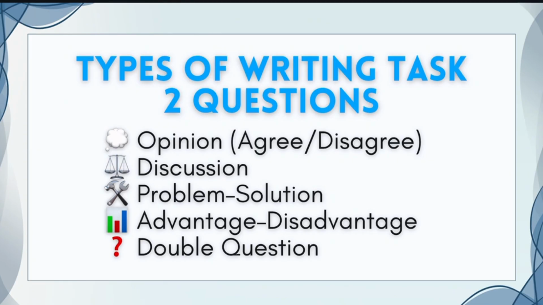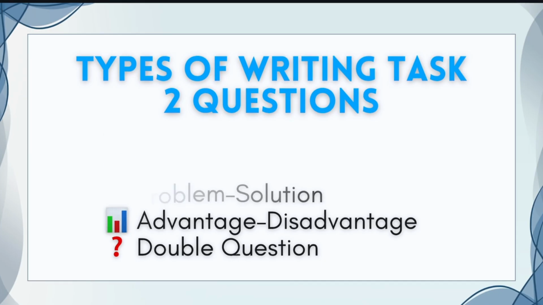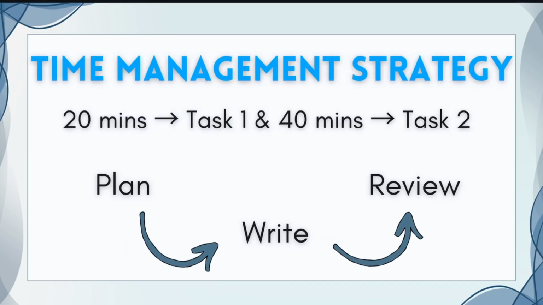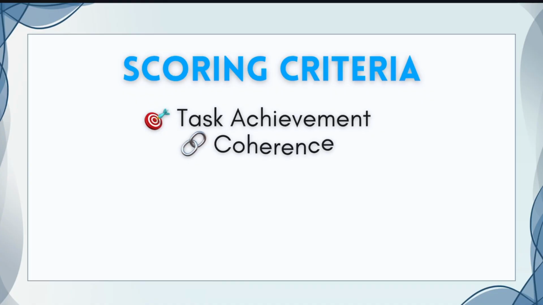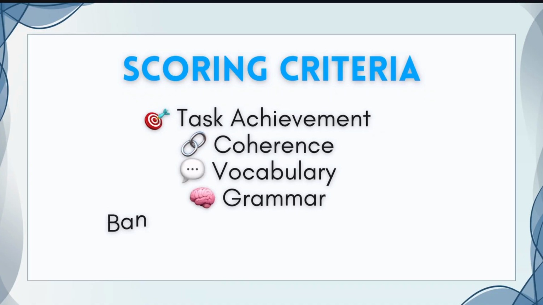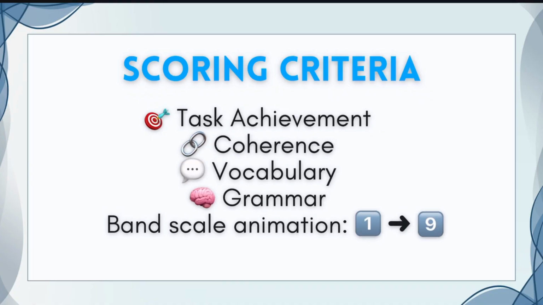Now that you know the question types, let's talk about how to manage your time efficiently. Effective time management can make or break your score. Spend 20 minutes on Task 1 and 40 minutes on Task 2. Use the first few minutes to plan your ideas, and the last few to review your grammar and spelling. Focus on writing clearly and efficiently, not excessively. Remember, IELTS values organization and precision more than length.